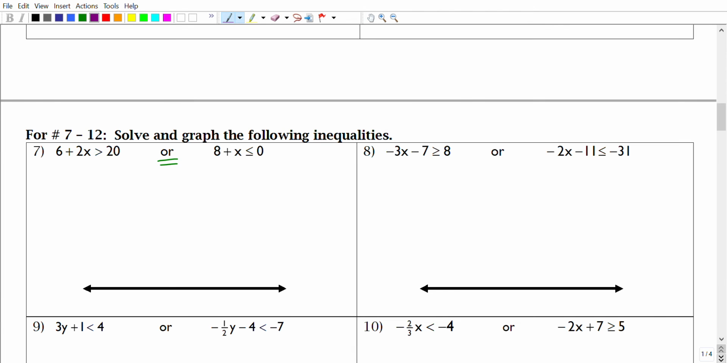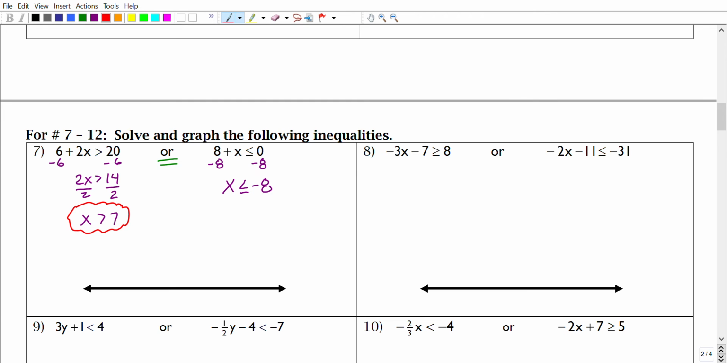We want to solve for x, so first thing we do, get rid of the 6. You have 2x is greater than 14 divided by 2. So we get x is greater than 7. All right, so we have our first inequality. Okay, and then let's go ahead and solve the next one. We want to get the x by itself, so subtract 8. We get x is less than or equal to negative 8.